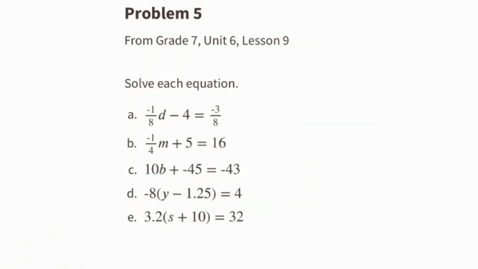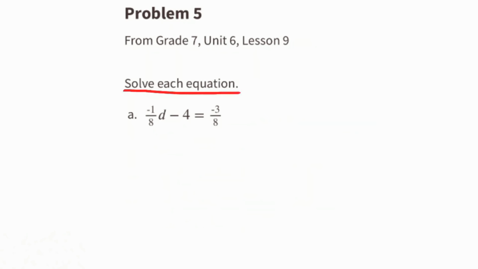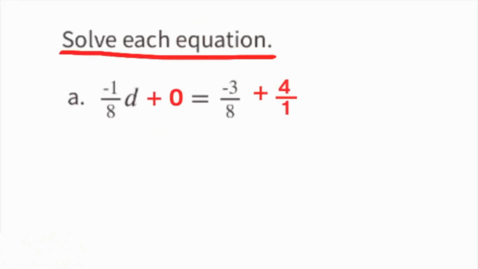Problem number 5, from 7th grade, Unit 6, Lesson 9. Solve each equation. A. Add 4 to both sides. That cancels out the negative 4 on the left side of the equal sign. And on the right side of the equal sign, we can write it as 32 over 8, or 32 divided by 8, which is equivalent to 4.